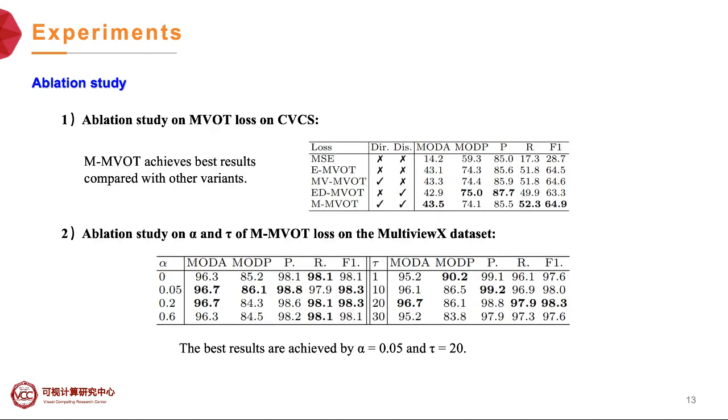We conducted an ablation study on the setting of the MVOT loss on the CVCS dataset, comparing the proposed MMVOT loss with MSE, EMVOT, MVMVOT, and EDMVOT. MMVOT achieves better performance than other losses, which demonstrates the advantage of the proposed distance guidance and view ray direction in the covariance matrix over other losses. We also conducted an ablation study on the alpha and tau of MMVOT on the Multiview X dataset. Alpha adjusts the object-to-camera distance in the MMVOT loss, and tau adjusts the effect of the last two regularization terms. The best result is achieved at alpha equals to 0.05 and tau equals to 20.